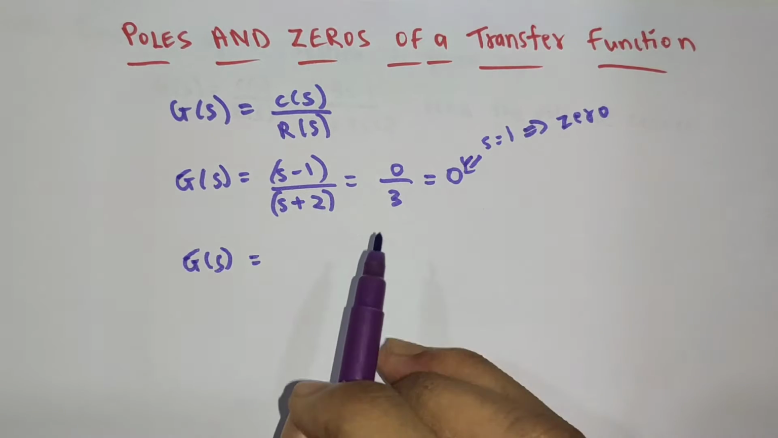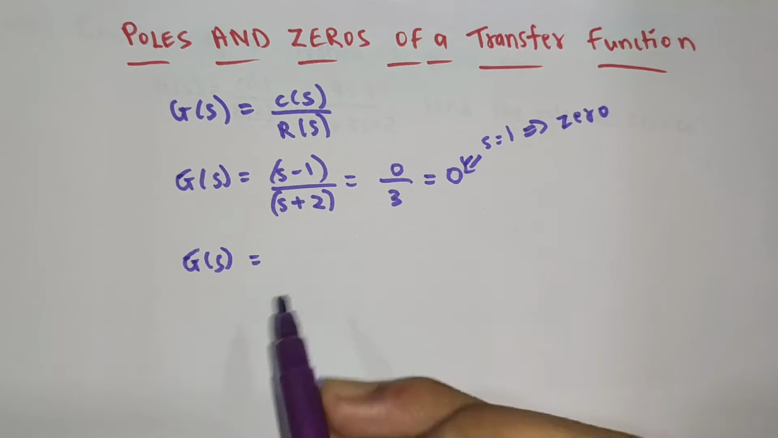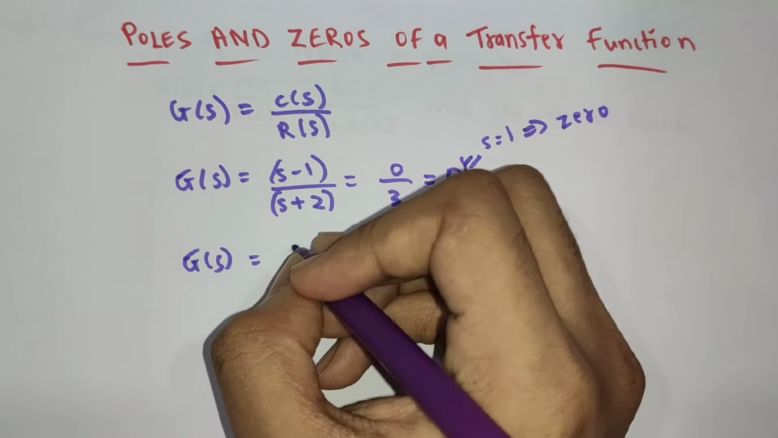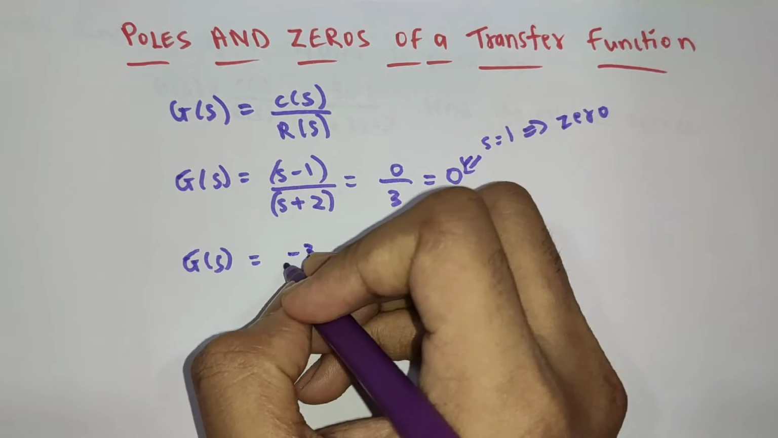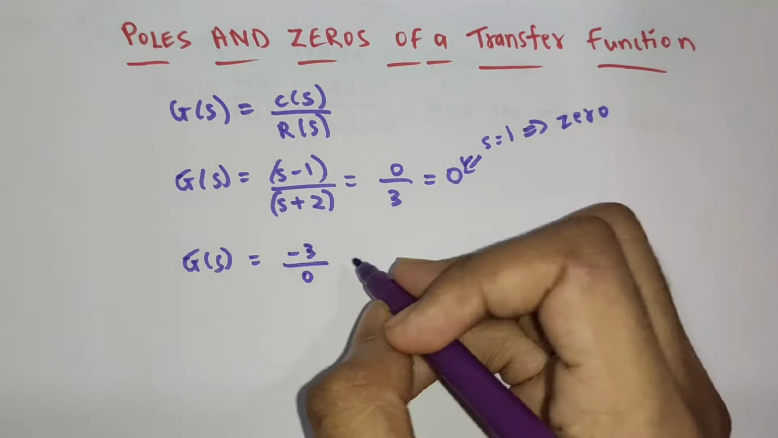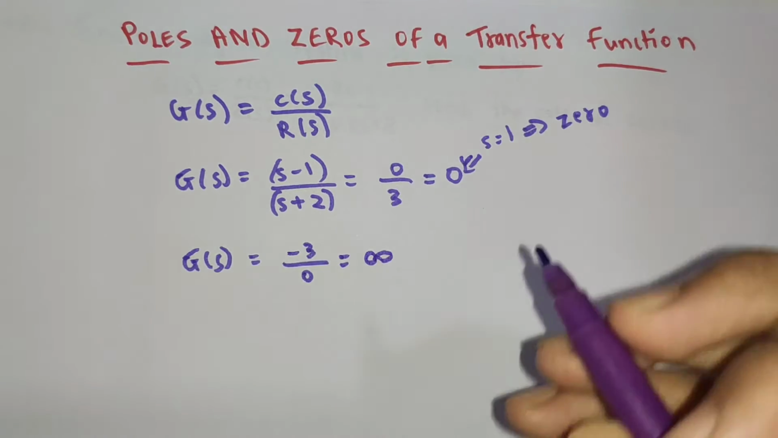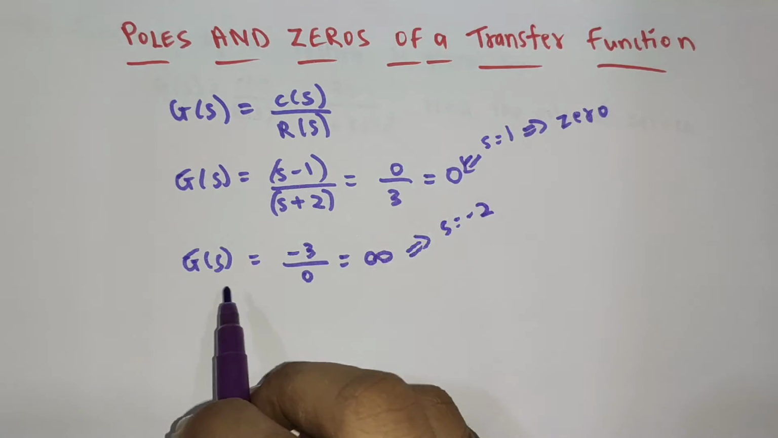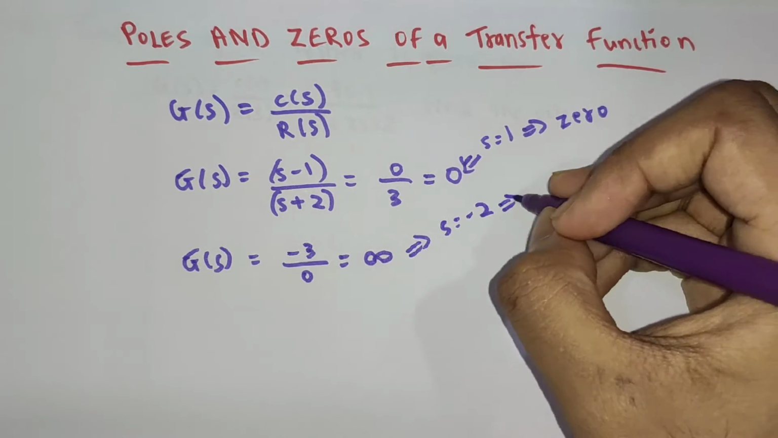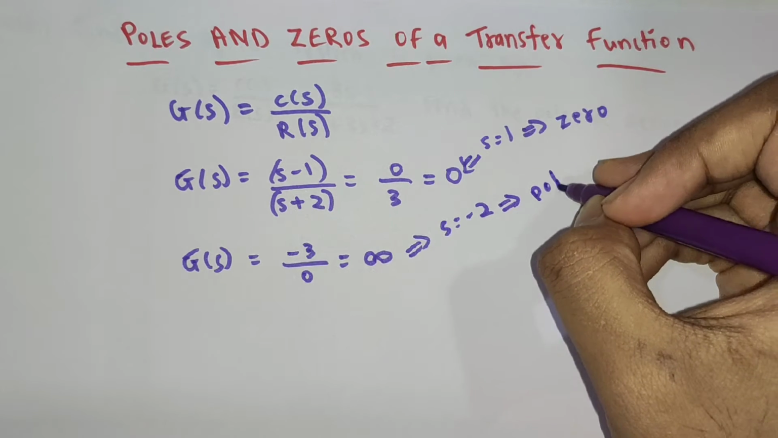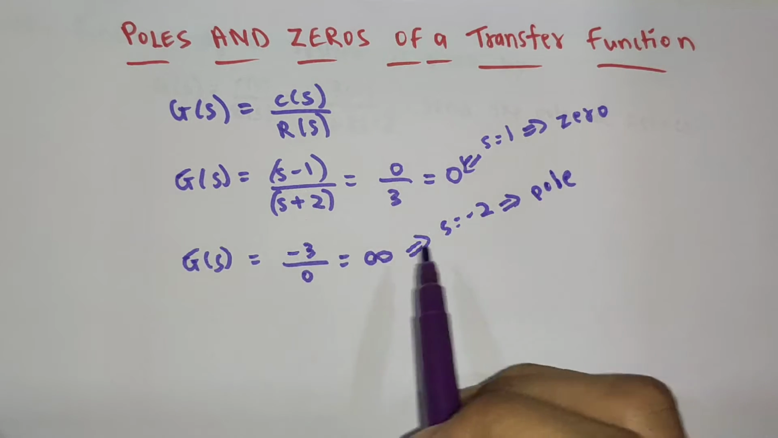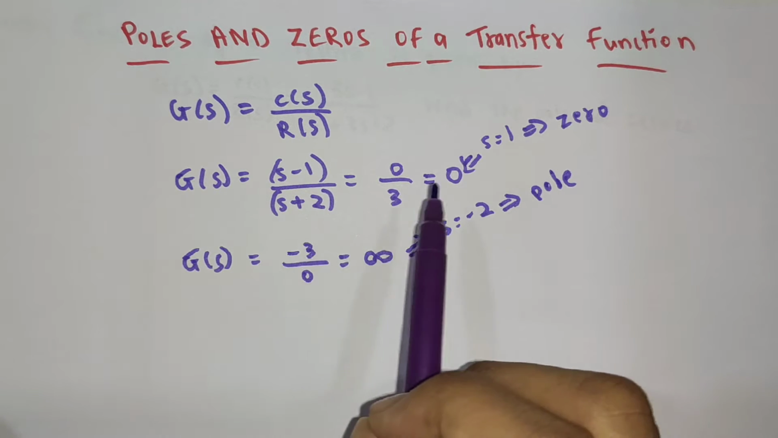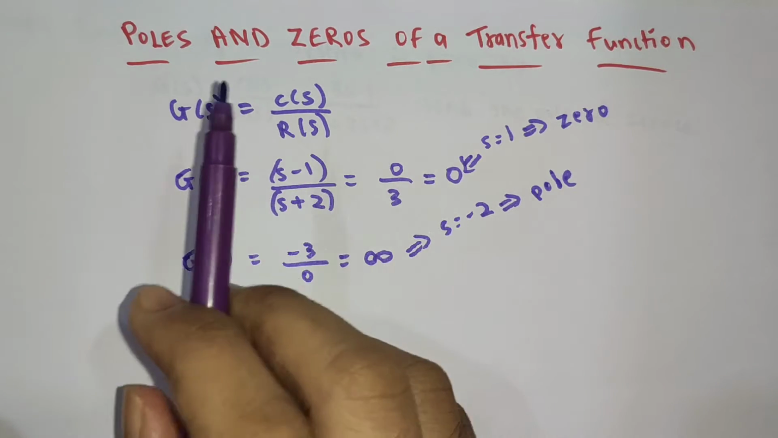Now let's take a similar example, but this time we will substitute s = -2. So what happens if we substitute s = -2 in this equation? We get -3 upon 0, and anything divided by 0 gives us infinity. So at s = -2, the transfer function becomes infinity. This point is called the pole. This is the pole at which the transfer function becomes infinity, and this point is the zero at which the transfer function becomes 0. This is the concept of poles and zeros.